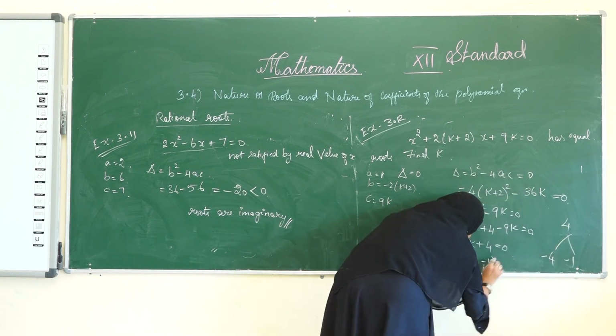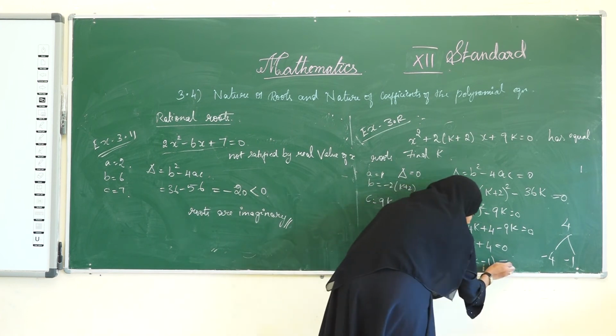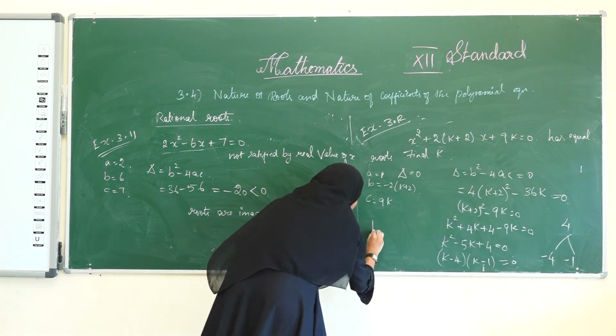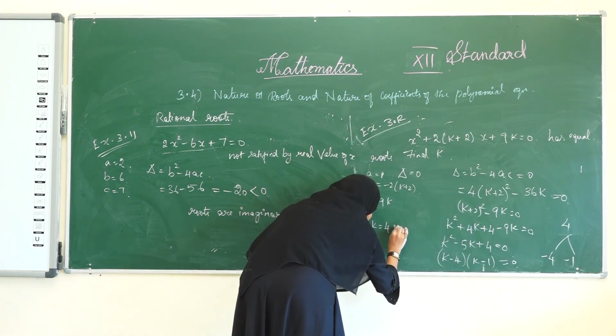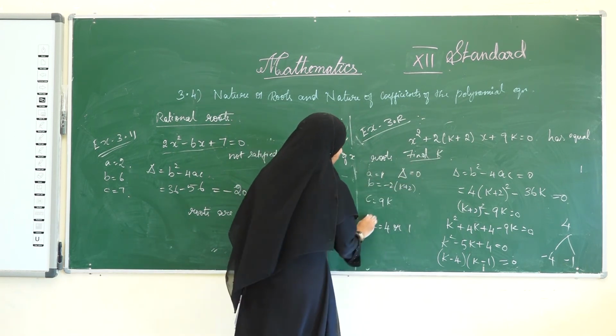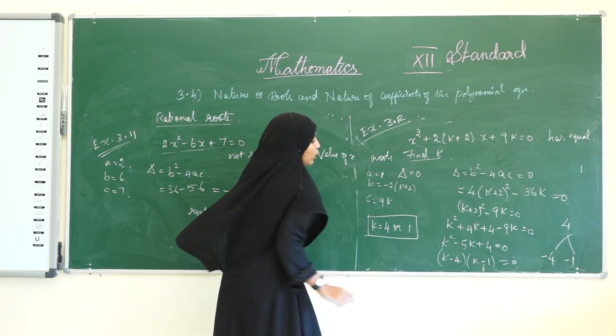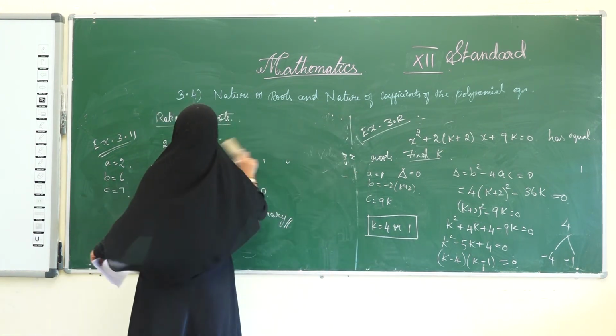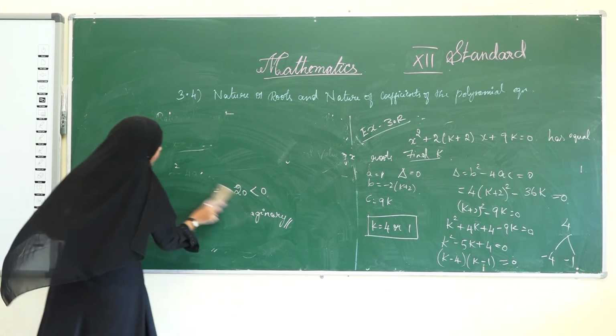We can factorize as k minus 4 into k minus 1 equal to 0. Therefore k is equal to 4 or 1. This is the question. We have to find the value of k. So the value of k is 4 or 1. Now let us see the next example.